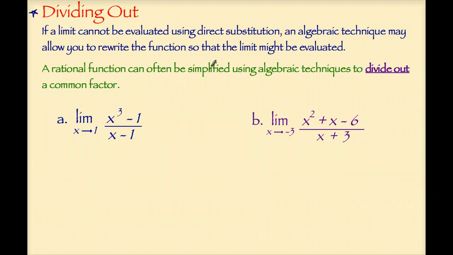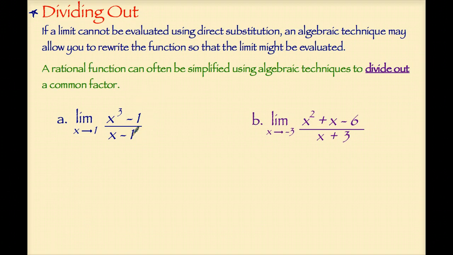A rational function can often be simplified using algebraic techniques to divide out a common factor. Here's our old friend x cubed minus 1 over x minus 1. Of course, 1 is excluded from the domain of this function, but we would like to find a limit at x equals 1, even though we cannot directly substitute 1 into this function to find that value. We have seen previously that a limit exists here. I wonder if there's a way to analytically determine what that limit is.